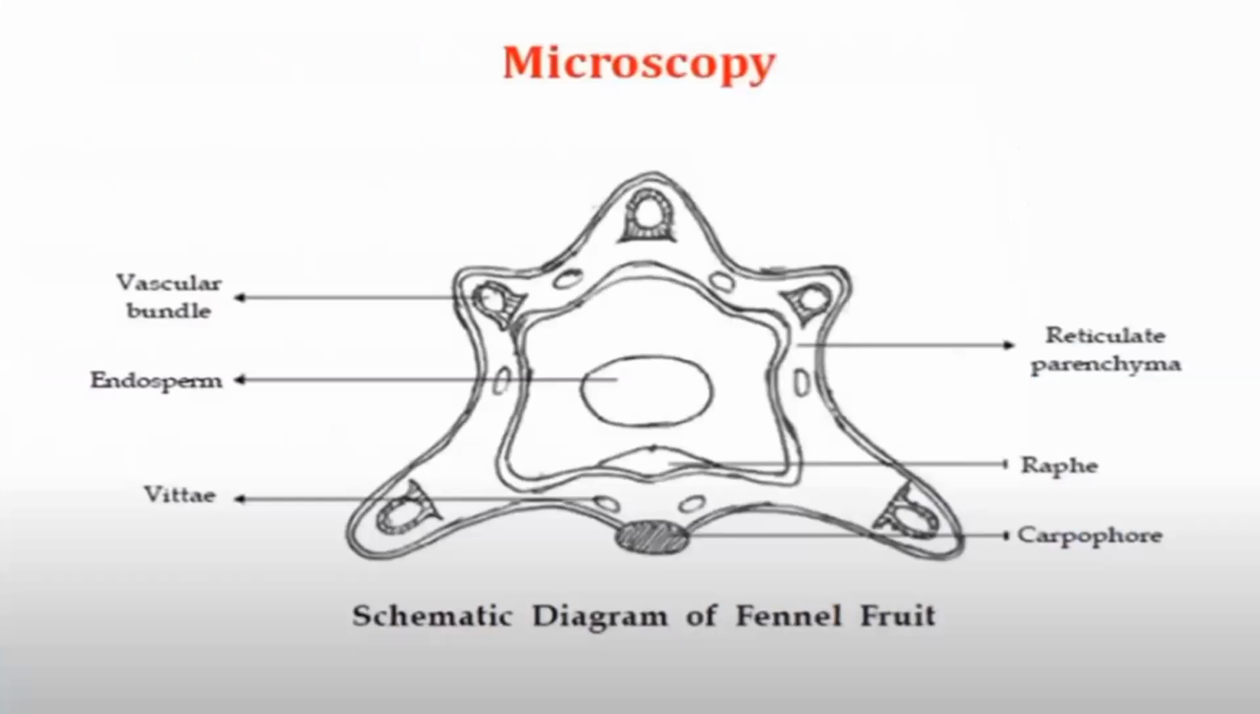Next, the microscopical character of fennel. So, this is the schematic diagram of fennel fruit. In the next slide, I will discuss the description of the microscopical character. From this diagram, we can see there are vascular bundle, endosperm, vittae or vitta, reticulate parenchyma, and also raphe and carpophore present in the microscopical character of fennel.